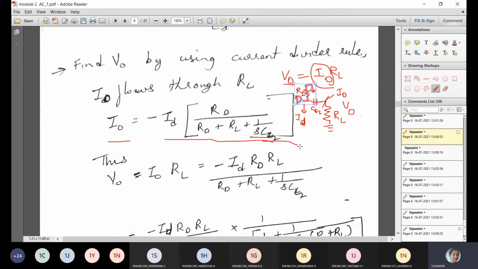Ask me if you have any doubt. If not, I'll continue. Shall I? Yes, ma'am. Same as the voltage divider, current divider rule. Supply current is ID into the grounding resistance RD by total resistance RD plus RL plus 1 by SC2.